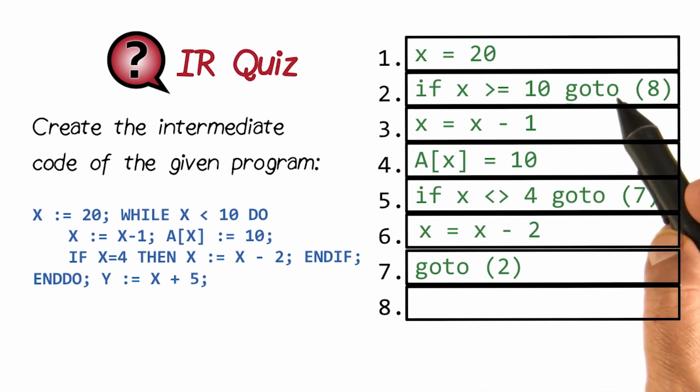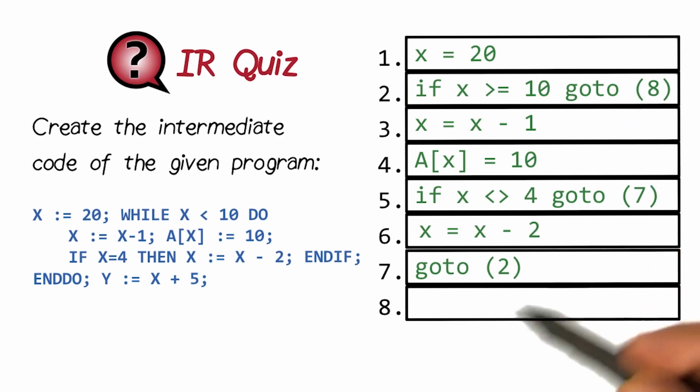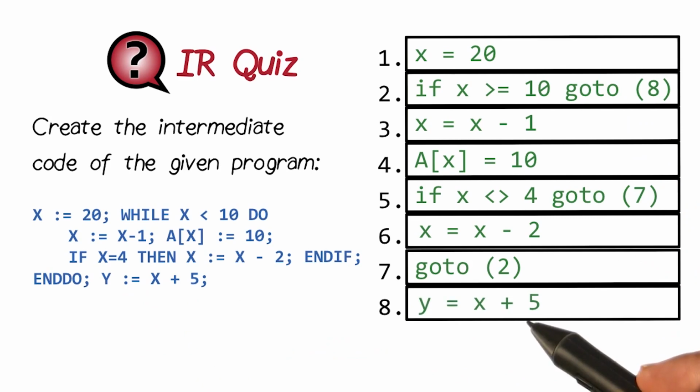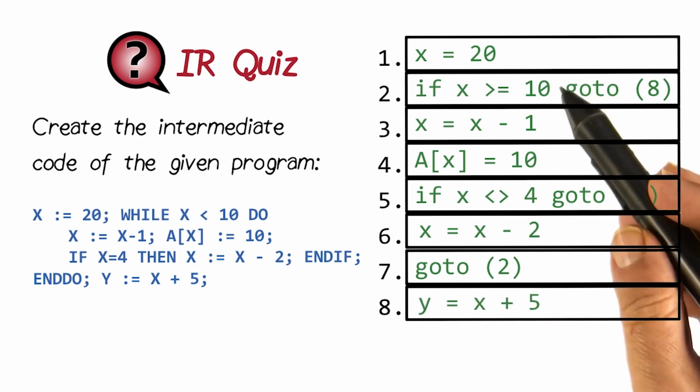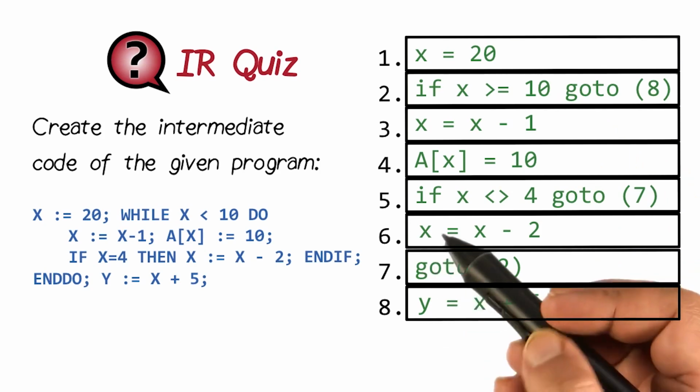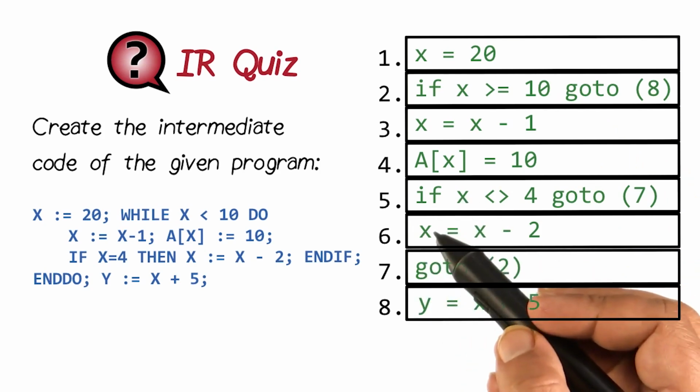Of course, if the loop condition is terminated, or if the loop is terminated, then we are going to come here, and that's going to be the last statement, y is equal to x plus 5. And so this is how the IR code typically looks like over here. And please go ahead and check these answers as per the explanation which I gave.